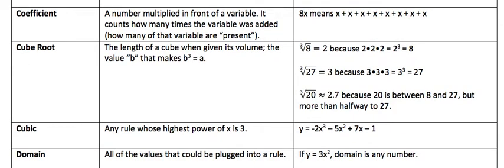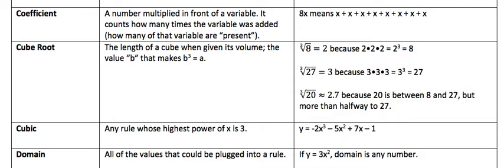Next up is the cube root. The cube root of a number in geometry means the length of a cube when I tell you its volume. So it's like saying, I want a cube that can hold a certain amount of stuff. You tell me, how big should I make it? It's the value b that makes b cubed equal a, where b is the length of the cube and a is the volume. If I look in numbers, what it means is the cube root of 8 is 2, because 2 times 2 times 2 is 2 cubed, which gives me an answer of 8.